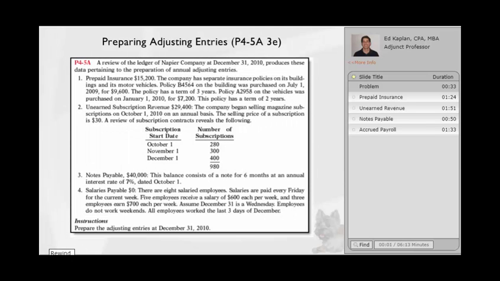Let's take a look at this problem, which deals with preparing adjusting entries. It's problem 4-5A. We're looking at a review of the ledger of Napier Company at December 31st, 2010. And we have 4 pieces of data that we'll take a look at in more detail on the next few slides, not on this one though. The instructions at the bottom say prepare the adjusting entries to reflect these transactions. So let's go ahead and look at these individually on the next slide.